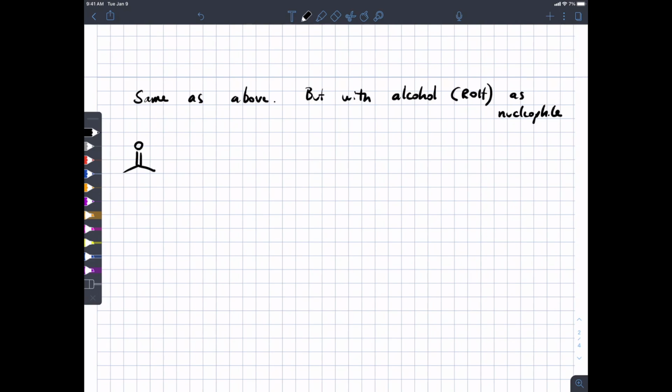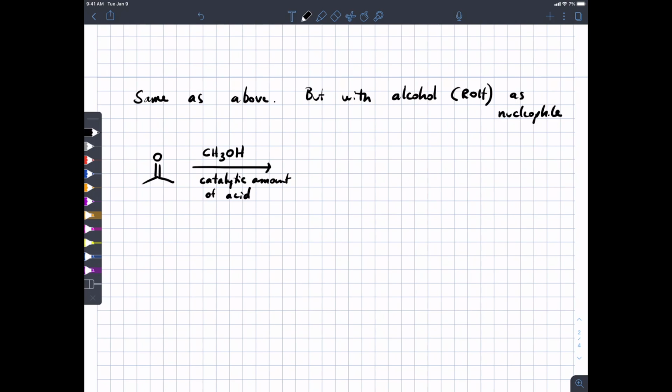Let's use a boring ketone just because they're easy to draw, but it doesn't need to just be acetone, it could be any number of ketones. Let's use methanol as our nucleophile, and let's say we're using a catalytic amount of acid.